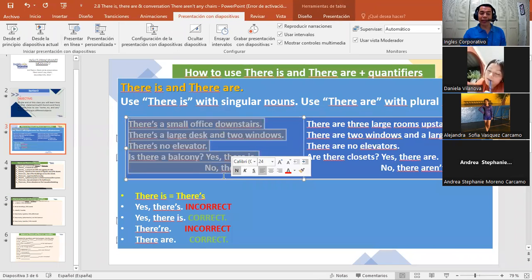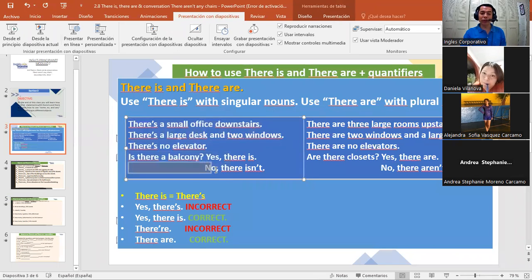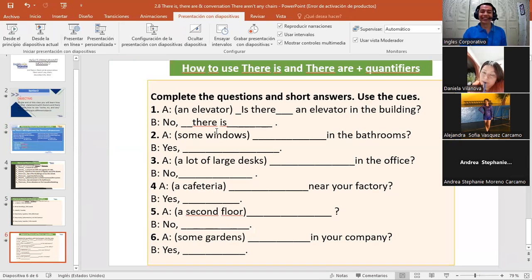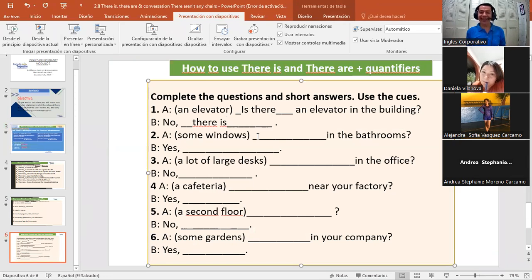Y ahora vamos al ejemplo que nos interesa. Mire, no there is. Ah, ese es negativo. No me había dado cuenta. Ok, tranquila, no te preocupes. Sería, no there. There isn't. Correct. Thank you. Now, Andrea, please, number two.